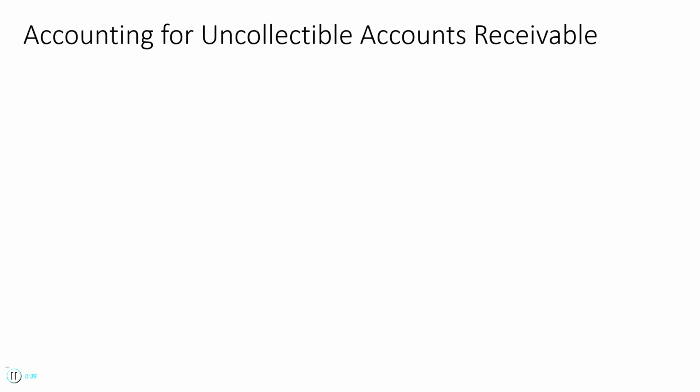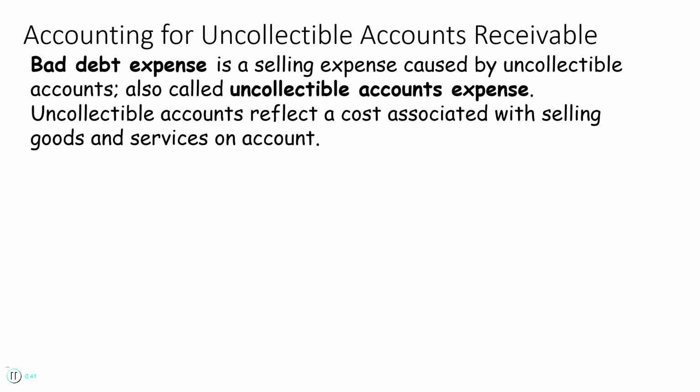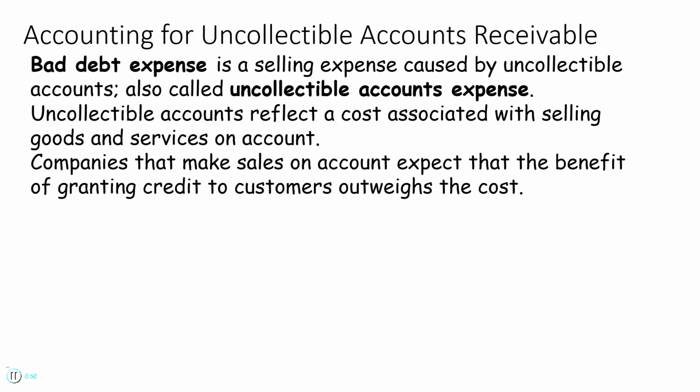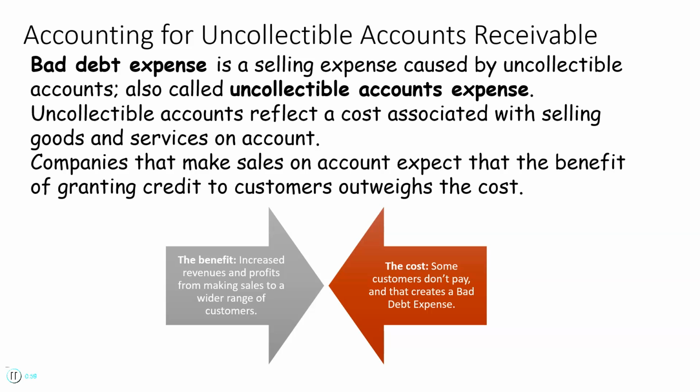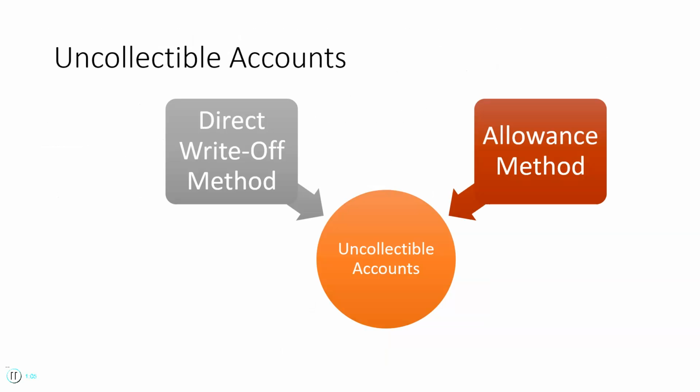Accounting for uncollectible accounts. Bad debt expense is a selling expense caused by uncollectible accounts. Uncollectible accounts reflect a cost associated with selling goods and services. Companies that make sales on account expect the benefit of granting credit to customers outweighs the cost. So the benefit is we reach a wider range of customers. The disadvantage is they may not pay us.